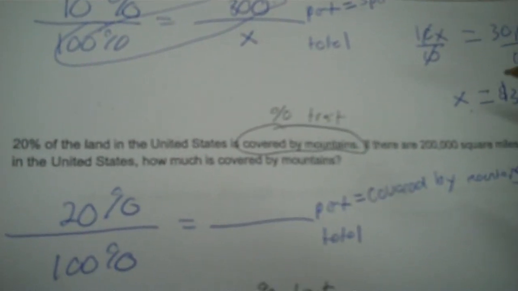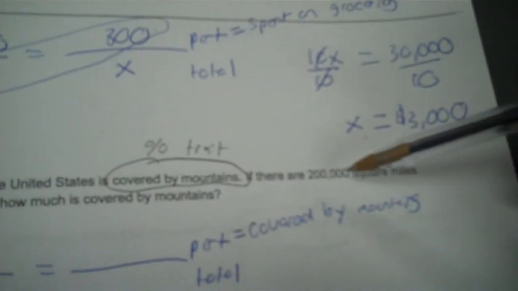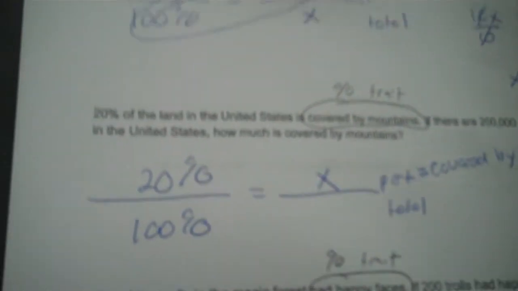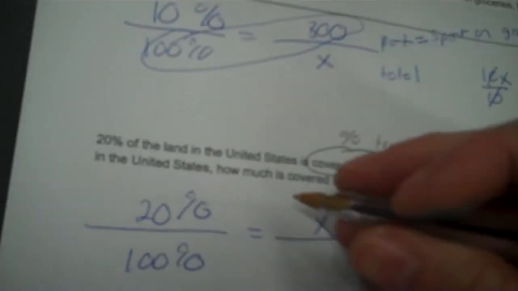How much was covered by mountains? We see 200,000, but it doesn't say those are covered by mountains. So basically, I don't know what was covered by mountains, so I would place an X here. Instead, I'm going to put the 200,000. That's my total.